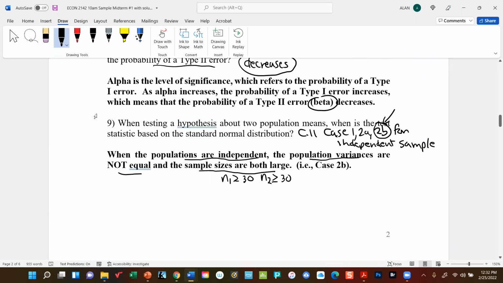All right, so you see what I did? Basically, it's just asking you which case are we talking about here. And that is the case 2B, where we have independent populations. Variances are different from each other, and sample sizes have to both be large.